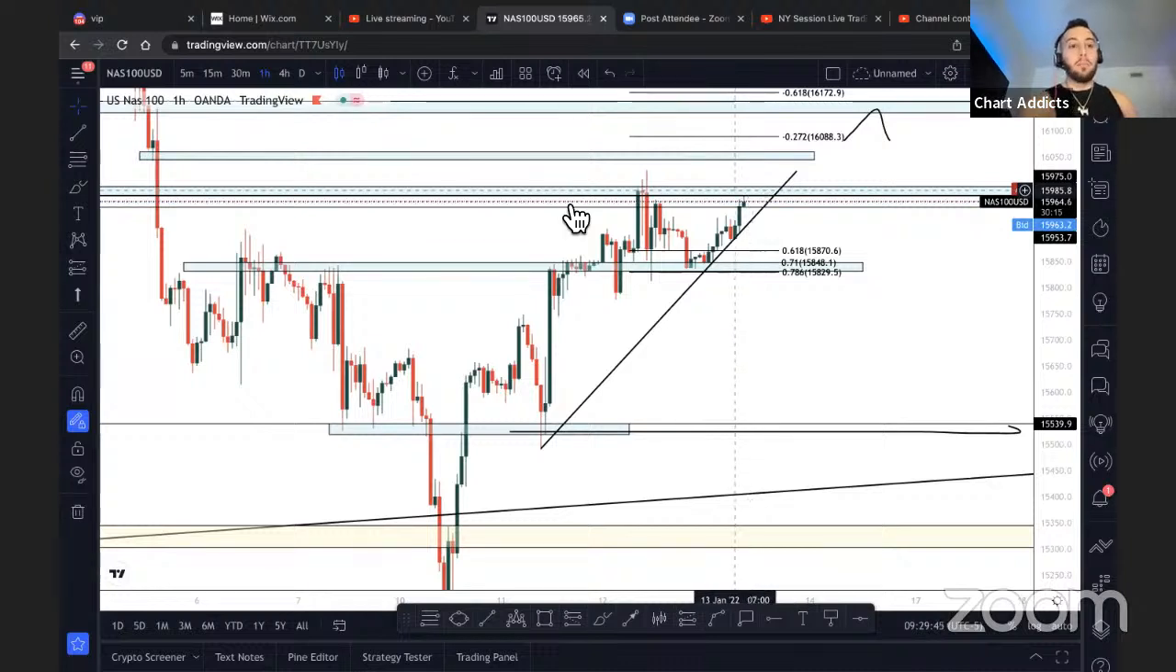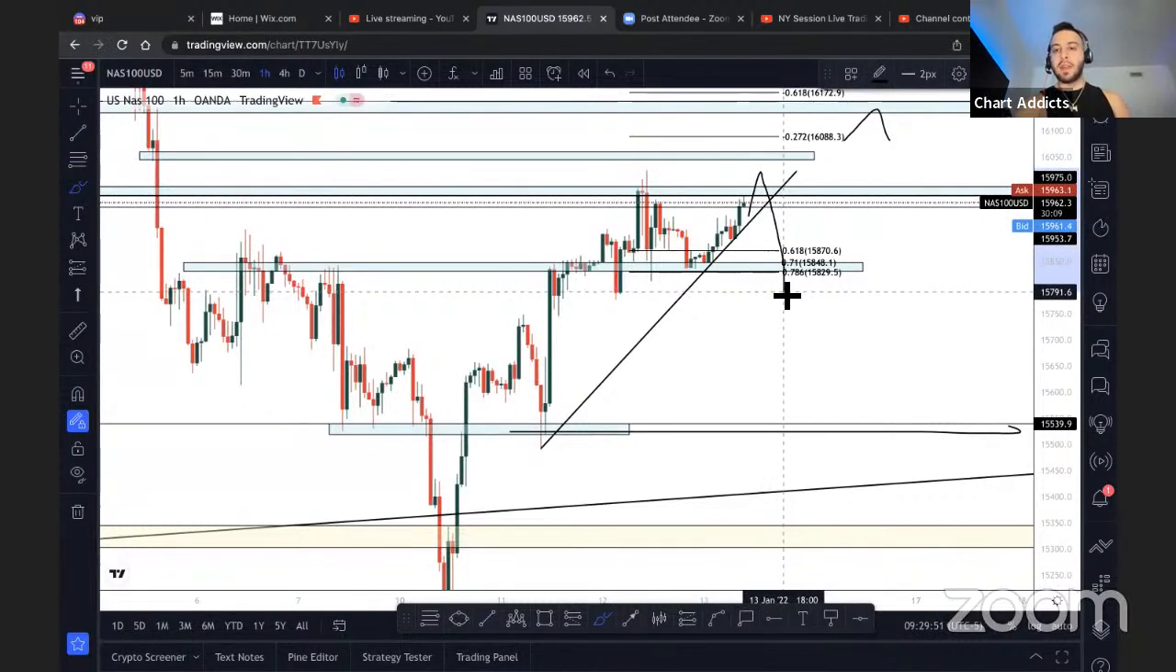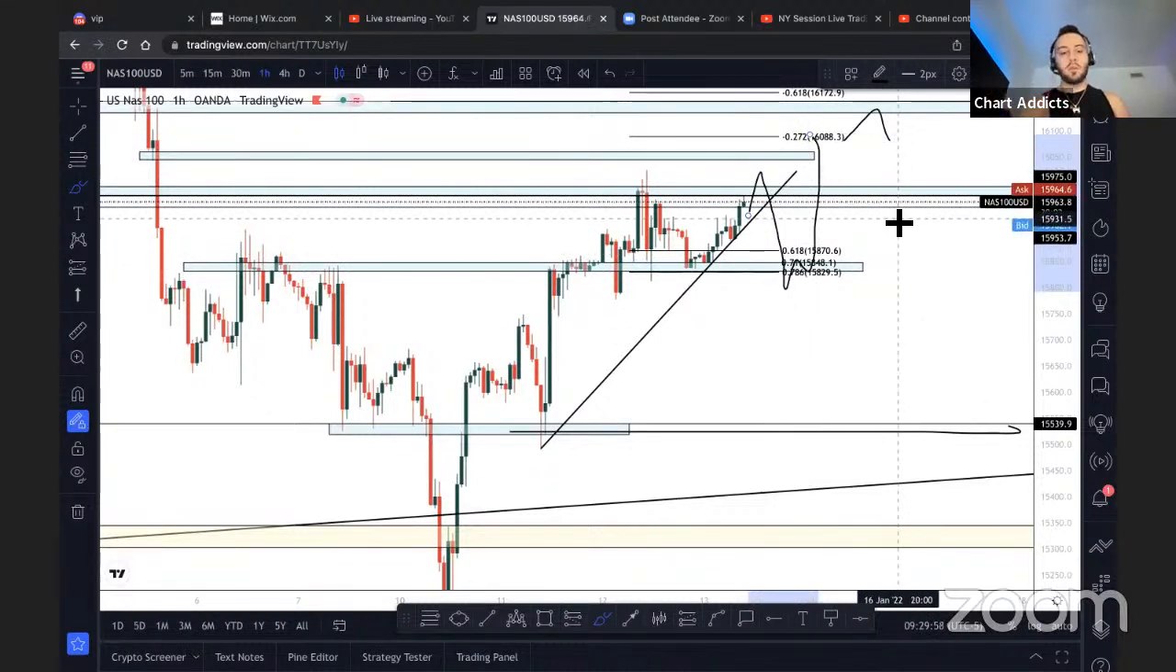Alrighty? My base case, and me and Stefano were talking about this before the stream, is a potential spike down to these key levels, break the London session lows, and then a continuation to the upside. So let's see how this plays out.